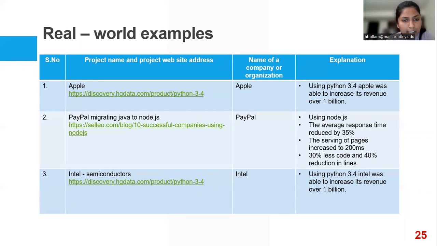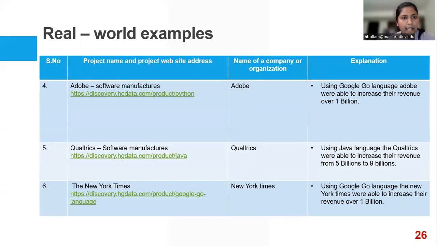Next, Intel also started using the Python language in developing semiconductors. This helped them achieve a profit of over 1 billion. In the same way, Adobe and the New York Times also started using the Go language for their new software infrastructure and achieved revenue over 1 billion. And finally, Qualtrics also implemented their software using the Java programming language, and their revenue increased from 5 billion to 9 billion.